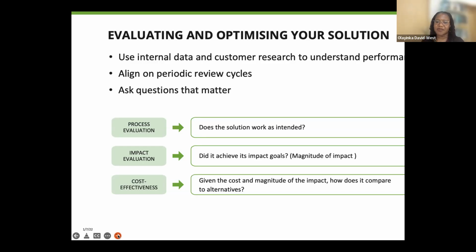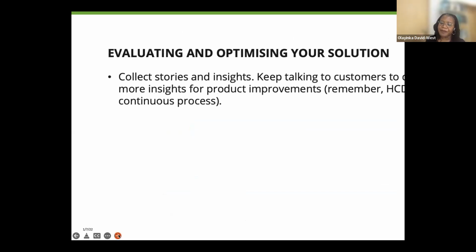The next thing is, is it cost effective? Is it a cost effective solution? So given the cost, the amount of money that we're spending and the impact, does it compare? Is it good value for money? Or do we need to think about how to optimize it to make it better value for money? And that's the way we think around evaluation and optimization.